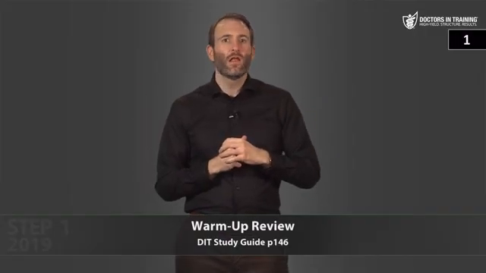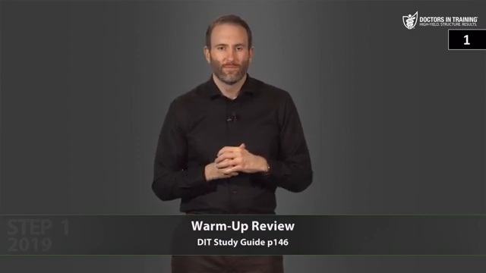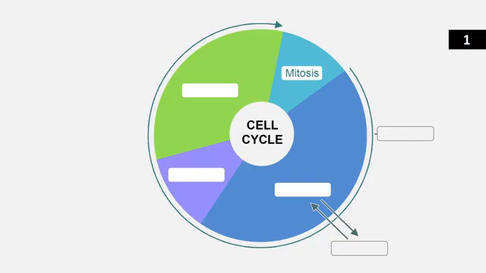It's time for another warm-up review. Let's get started. Complete the following diagram of the cell cycle. So right after mitosis, the cell goes into interphase, which includes G1, and then there is S phase, and then G2, and then back to mitosis, or sometimes referred to as M phase. That's it for the warm-up.